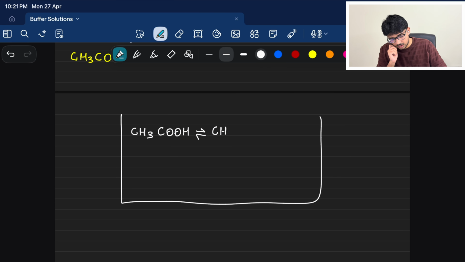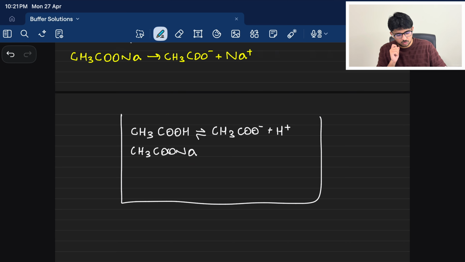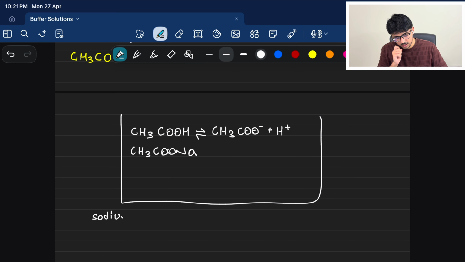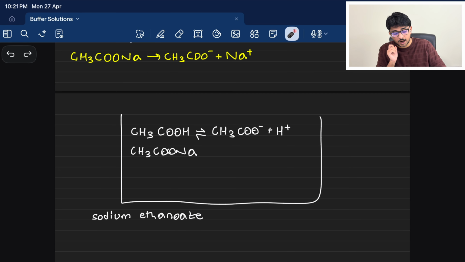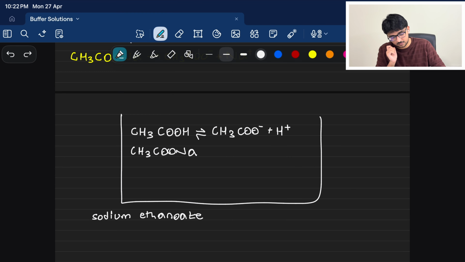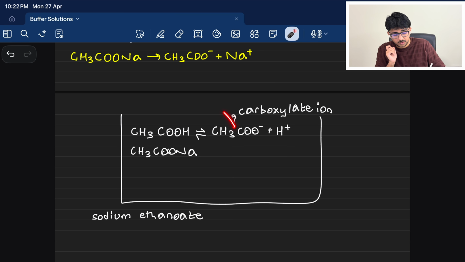This partially dissociates into ethanoate ions and H plus ions. And we have the salt of the weak acid, which by the way is called sodium ethanoate. Why do we call it sodium ethanoate? Because the way you name a salt of a weak acid is you first write the name of the metal, so sodium, and then you write the name of the carboxylate ion. Why do we call it carboxylate ion? Because where was it formed from? It was formed from a carboxylic acid.